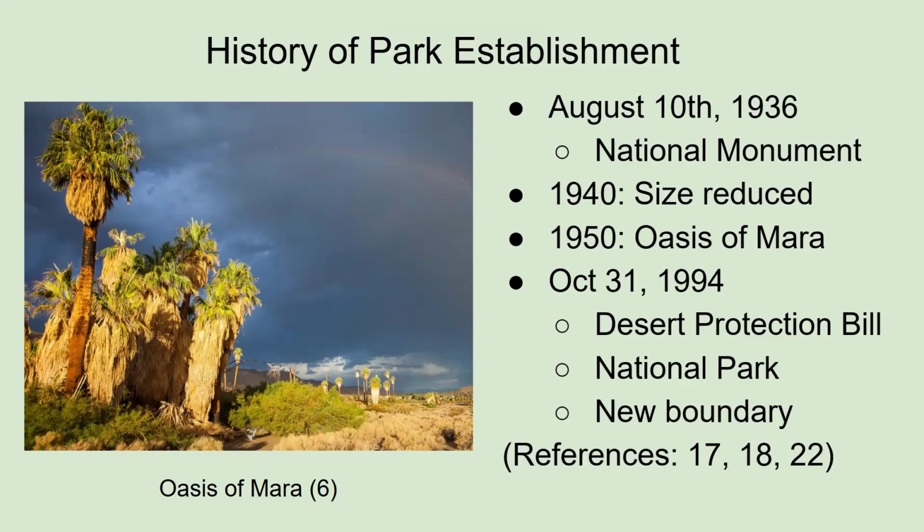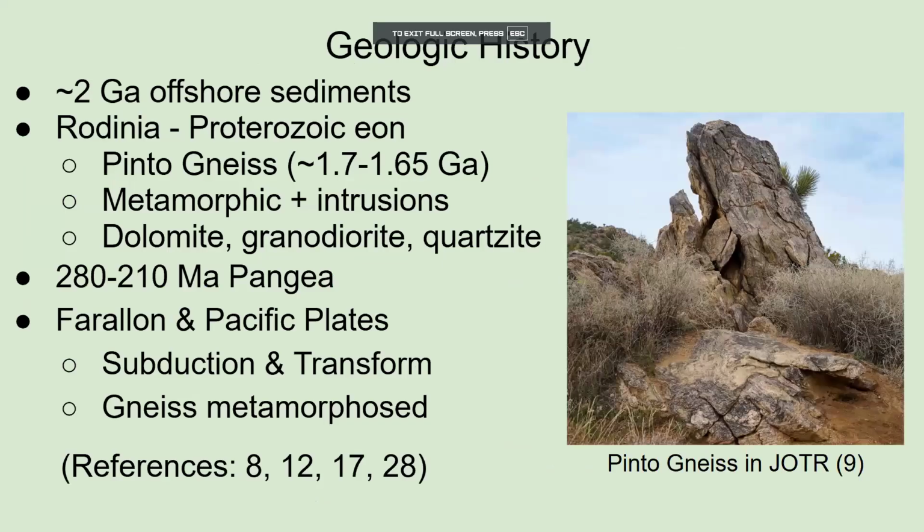The recorded geologic history of the region starts approximately 2 billion years ago as eroded sediments in the ocean were compressed and fused into sedimentary rock. During the Proterozoic eon, mountain chains rose and the sedimentary rocks were metamorphosed into gneiss, captured by Samantha Larman. The oldest rock found in Joshua Tree dated to approximately 1.7 billion years old. There is also dolomite, granodiorite, and quartzite found in the park.